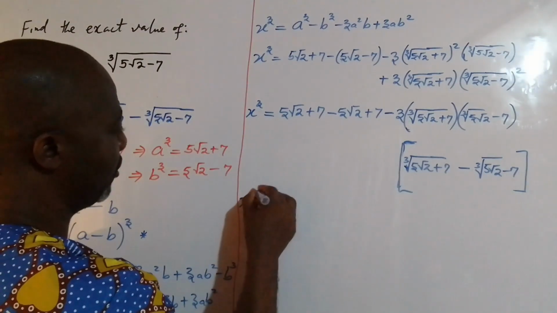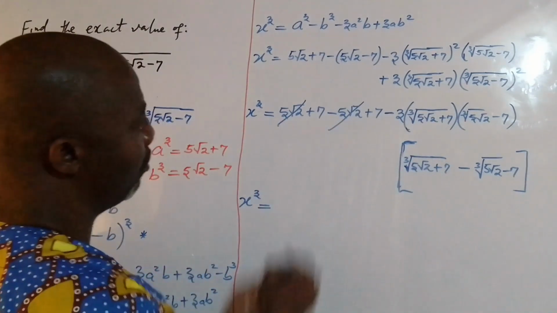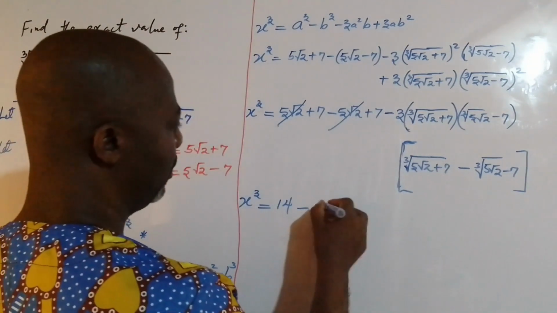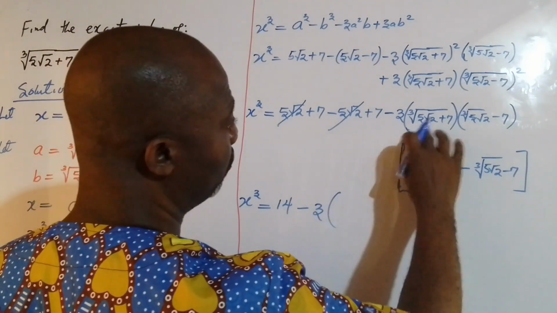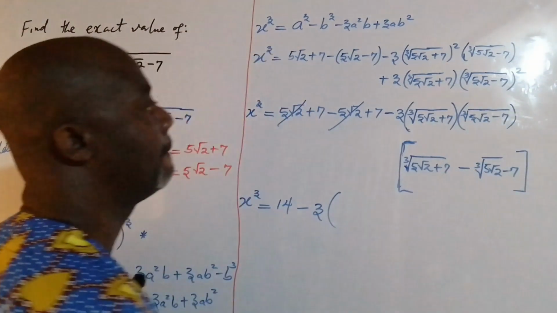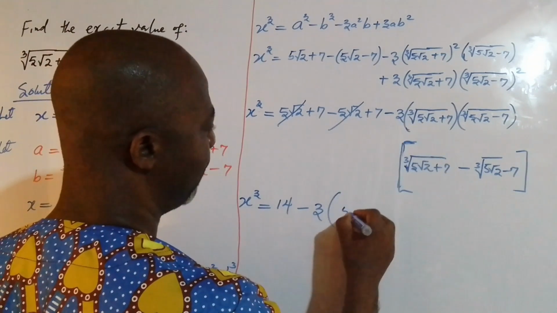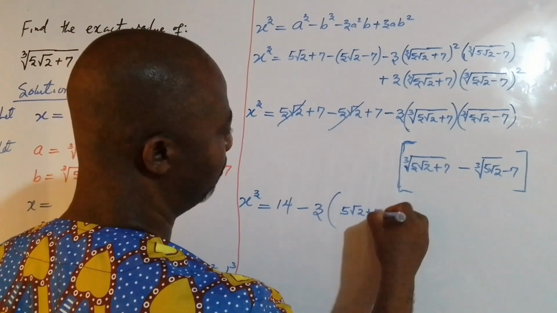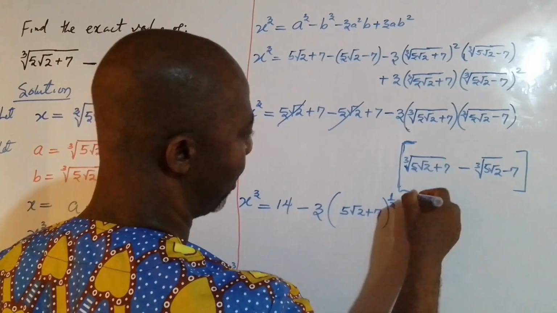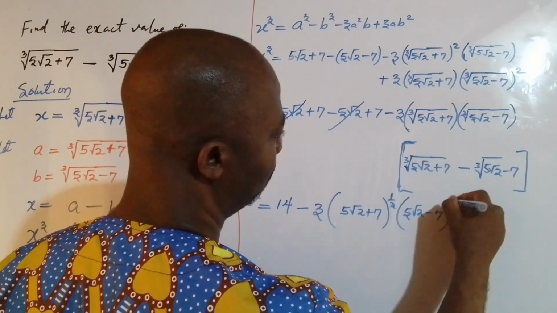So next we're going to have x cubed equal to 5 root 2 minus 5 root 2, which will be 0. Then 7 plus 7 will be 14, minus 3 times. So what I'm going to do now is to write this in index form. So this now will become 5 root 2 plus 7 to the power of 1/3, times 5 root 2 minus 7 to the power of 1/3.